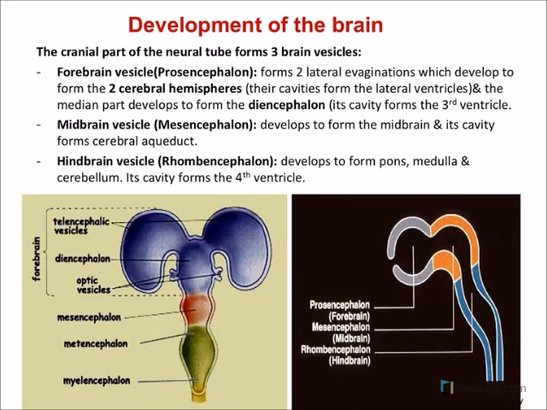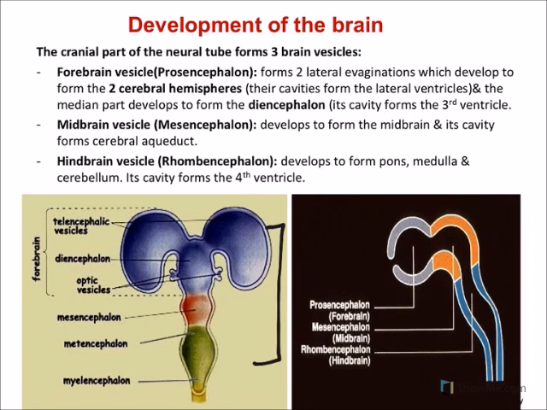Now, how are the brain itself and the brain stem developed? To answer this question, we have to go back to the neural tube at early stages of development. The cranial part of the neural tube develops into three vesicles called forebrain vesicles.